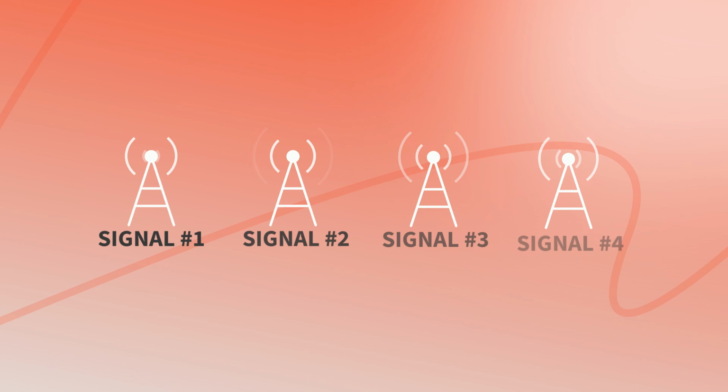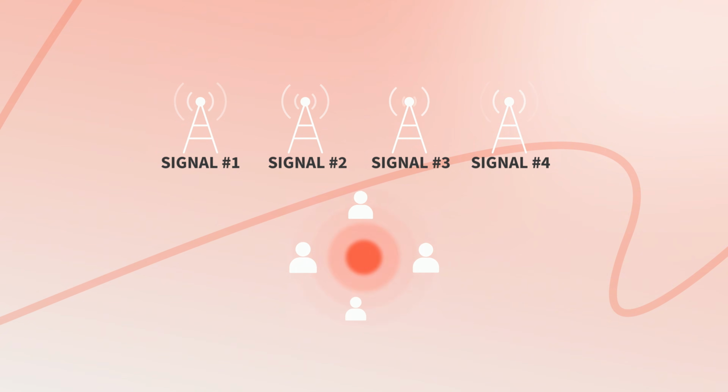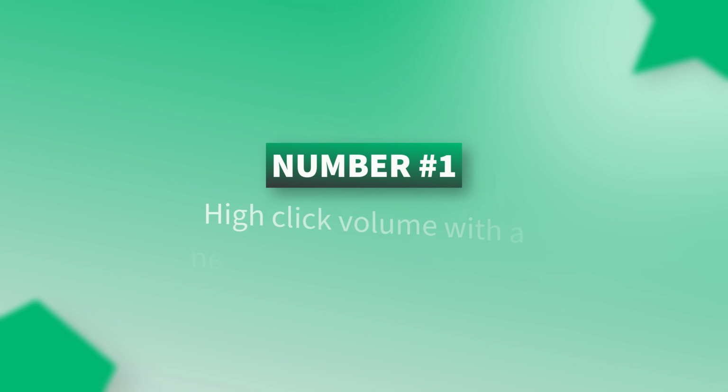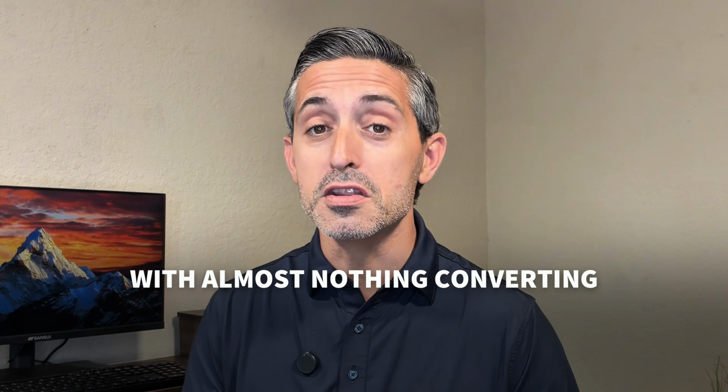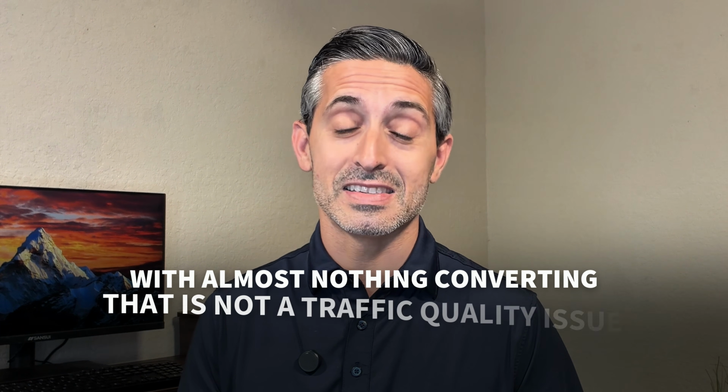There are 4 signals that should immediately put any affiliate on your radar. The first is high click volume with a near zero conversion rate. Every affiliate program has variance, and not every affiliate converts at the same rate. But when you see a partner consistently driving hundreds or thousands of clicks with almost nothing converting, that is not a traffic quality issue. That is a structural red flag.